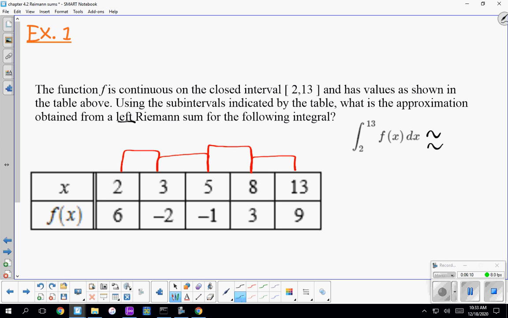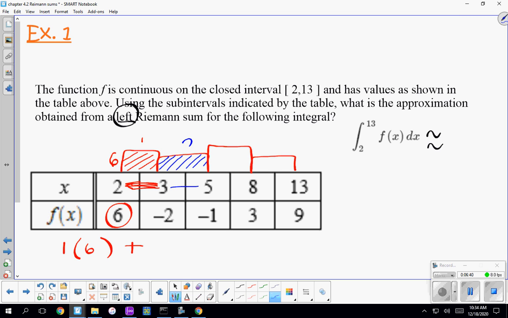So because it says use a left-hand Riemann sum, that means I'm going to use my left-hand endpoint. So out of 2 and 3, 2 is on the left. So I use that to determine the height. So this guy has a height of 6. And then the difference between 2 and 3 is 1. So it has a width of 1. So the area of this first rectangle is 1 times 6, or 6. Okay? On the next one, we'll call this guy the blue one.